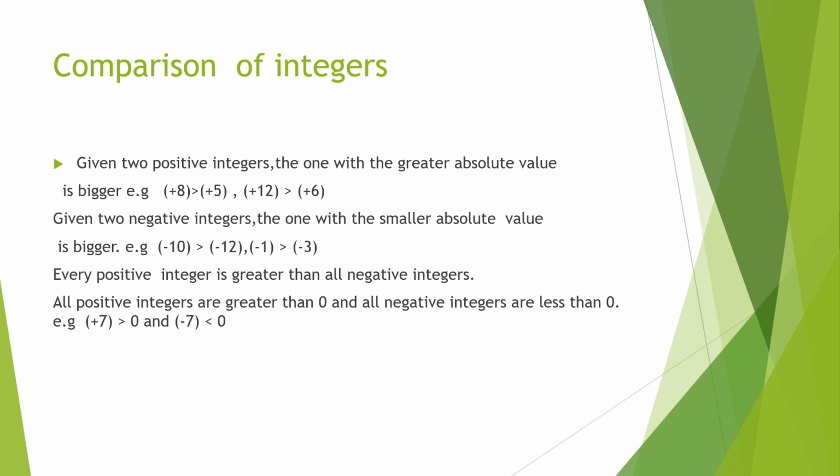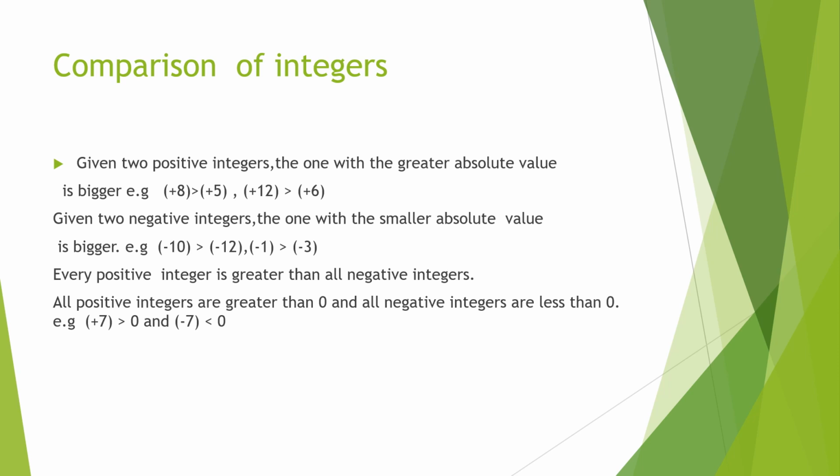Comparison of integers. Now we will learn how to compare the integers. If we are given two integers, then we can see which one is bigger and which one is smaller. Given two positive integers, the one with the greater absolute value is bigger. So if we have to compare two positive integers, the integer which has the greater absolute value is the bigger integer.